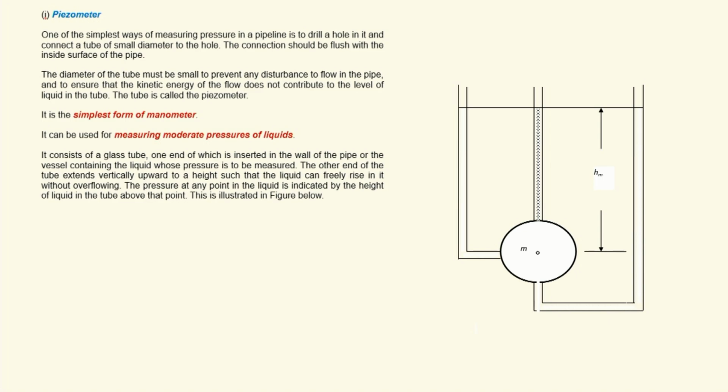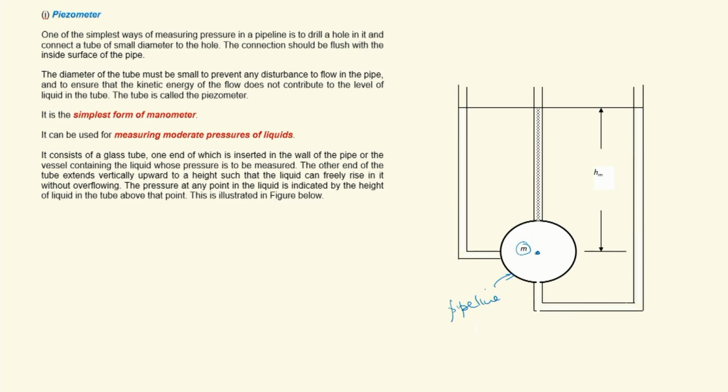This is one of the simplest ways of measuring pressure in a pipeline, using a piezometer. How? You can drill a hole in the pipeline and connect a tube of small diameter to the hole. Say I want the pressure at the point M. This is a pipeline carrying a fluid, maybe a liquid, for example. It is carrying a liquid under pressure. I want the pressure at point M, the center of the pipeline.